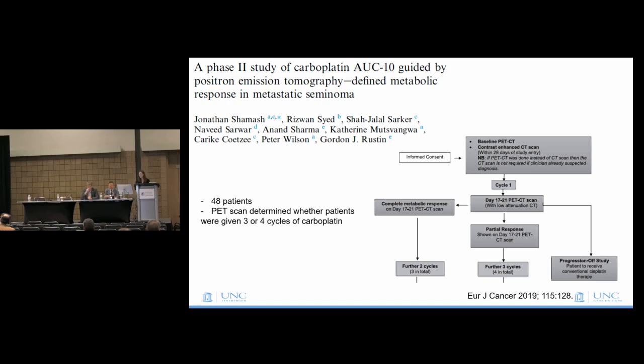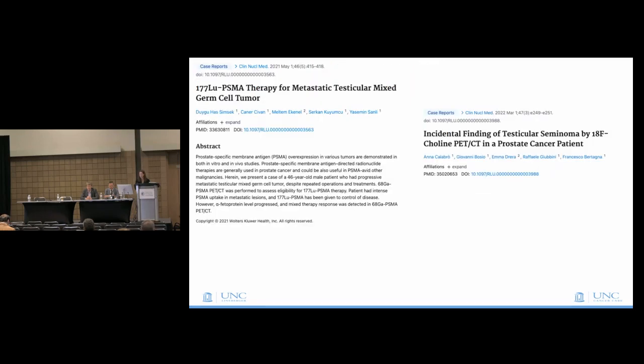Carboplatin is not as standard for treatment of these patients in general, so I think this has been less adopted in the community, but is also a really interesting way. This is how we very commonly treat lymphoma, which is also very PET avid and chemo responsive. And then just a couple comments on the new tracers.